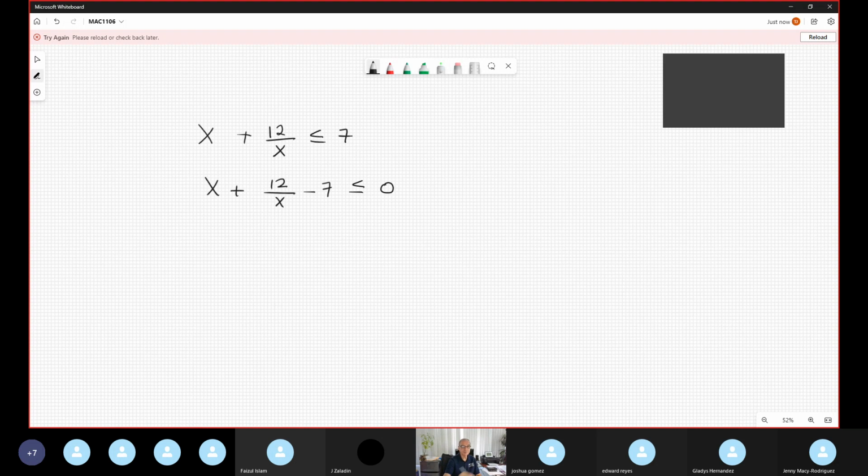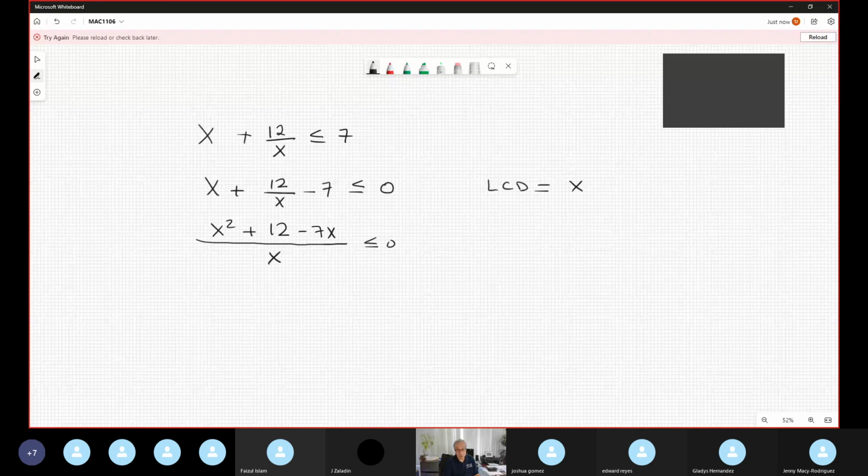Is it okay? I did well? Yes. After that, what should I do? The least common denominator. And what is the least common denominator, miss? x. So you put a long line, you put x. And on the top you put x squared, making sense, right? Plus 12 minus 7x, something like that, correct? Yes. And enclosed in the box, this expression is the one I need to analyze, or no? What should I do now?